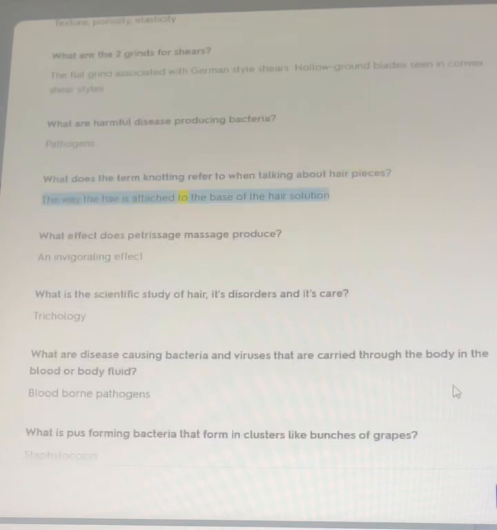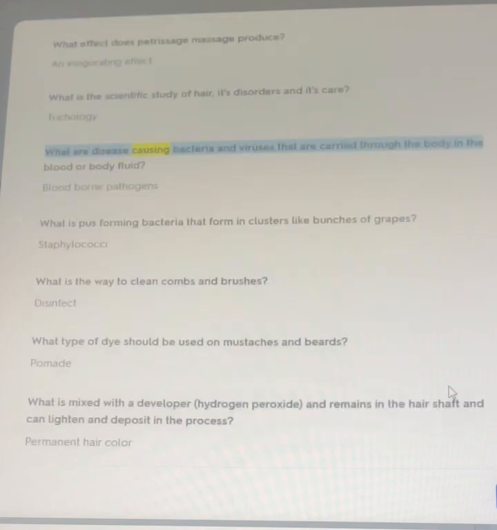The way the hair is attached to the base of the hairpiece. What effect does petrissage massage produce? An invigorating effect. What is the scientific study of hair, its disorders, and its care? Trichology. What are disease-causing bacteria and viruses that are carried through the body in the blood or body fluid? Blood-borne pathogens. What is pus-forming bacteria that form in clusters like bunches of grapes?